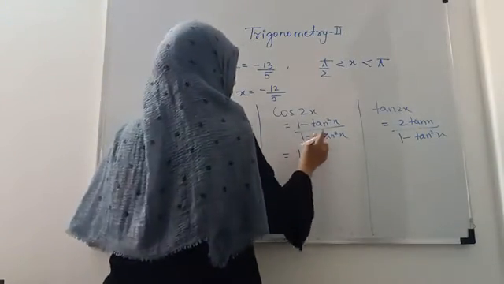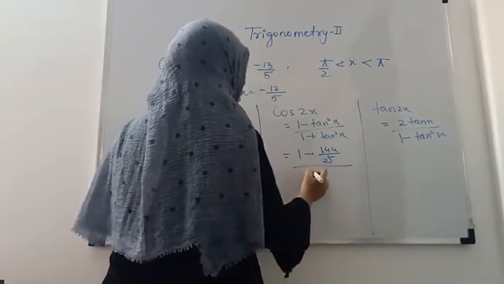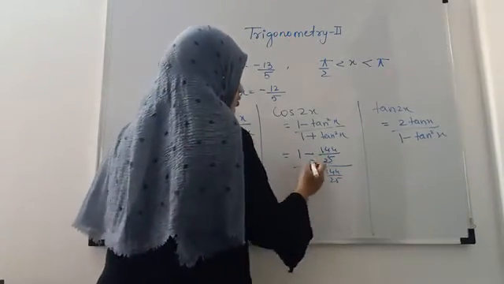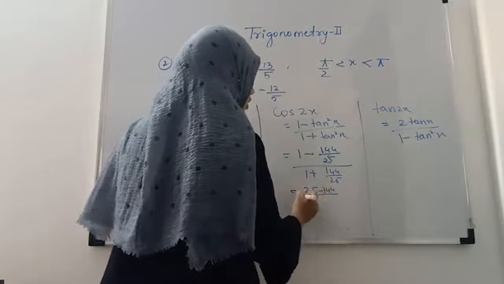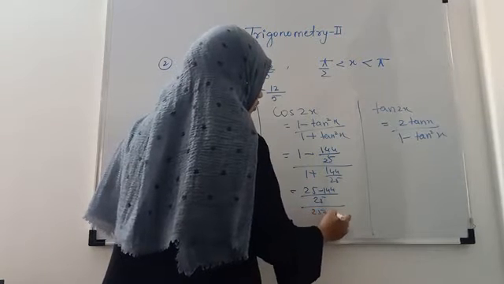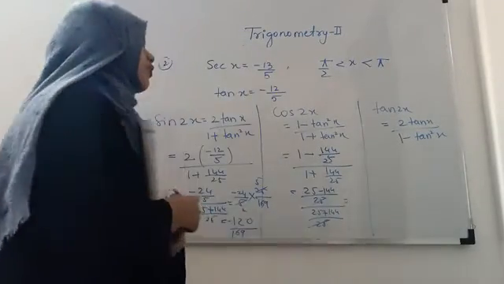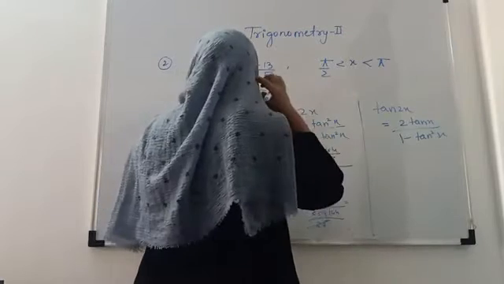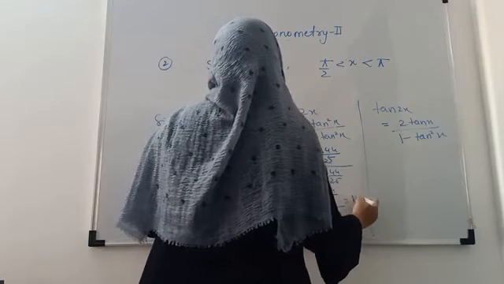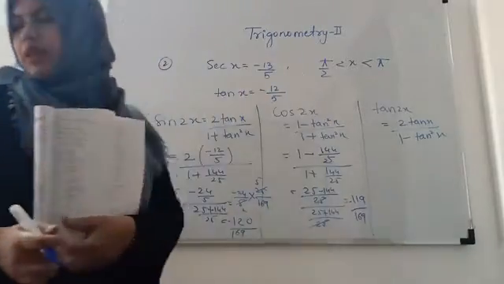So here it is 1 minus tan square x, that means 1 minus 144 upon 25, upon 1 plus 144 upon 25. Right, so take a cross multiplication. So here it is 25 minus 144 divided by 25, and here 25 plus 144 divided by 25. So 25 will get cancelled. 25 minus 144 gives minus 119, divided by 169. Okay, let me confirm the answer.